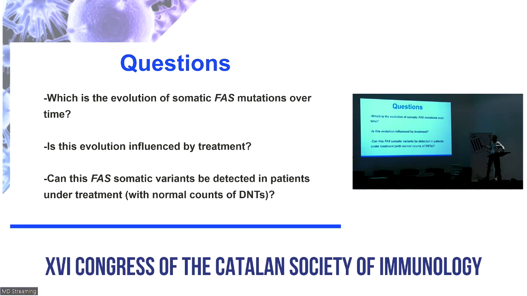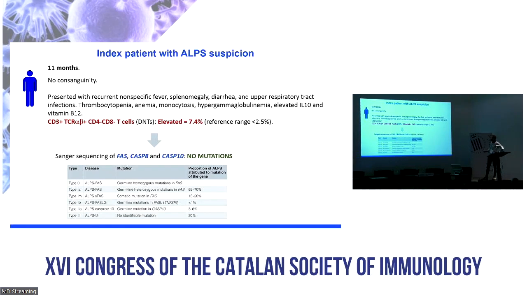So in this study, we wanted to solve some of the questions that we were interested in. That is about the evolution of these FAS mutations over time in the patients, if this evolution is influenced by the treatment, and if these mutations can be identified even in patients under the treatment. So this story begins with this patient, which is an 11-month-old patient with different characteristics that make it highly suspicious for ALPS: splenomegaly, autoimmune cytopenias, hypergammaglobulinemia, and especially these elevated double negative T cells.